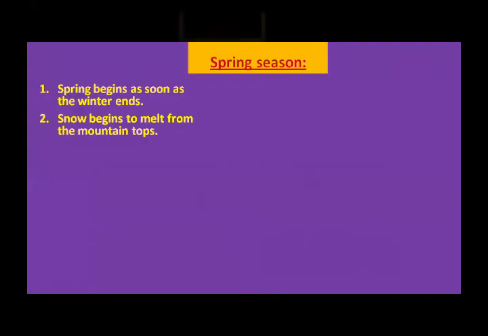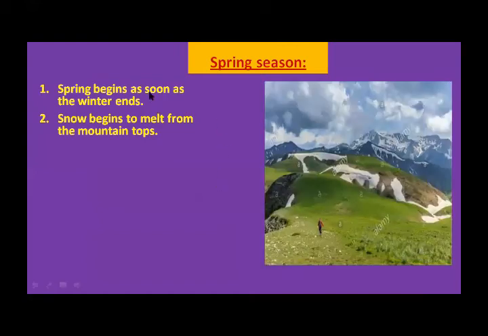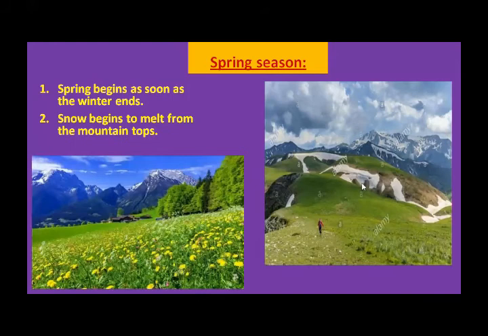The spring season. First one is spring, the beautiful season. The snow begins to melt as soon as the winter ends. Snow begins to melt from the mountains and everywhere. So spring begins as soon as the winter ends. Spring, summer, autumn, winter, then again spring. The snow begins to melt from the mountains. Now we can see everything: the greenery, the beautiful flowers, the green trees in the spring season.